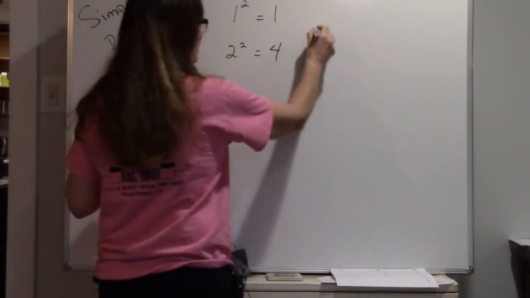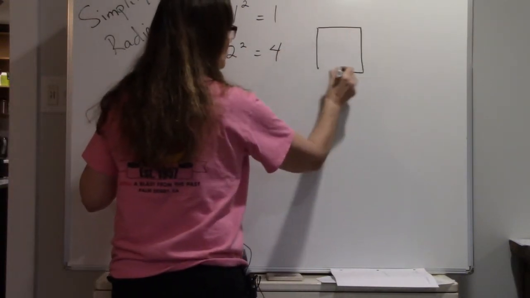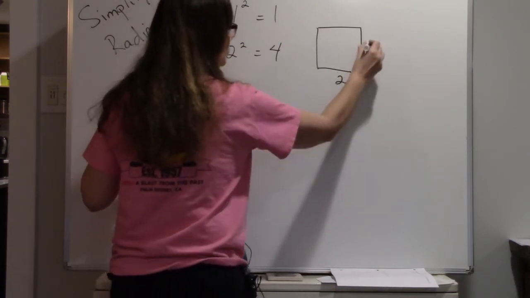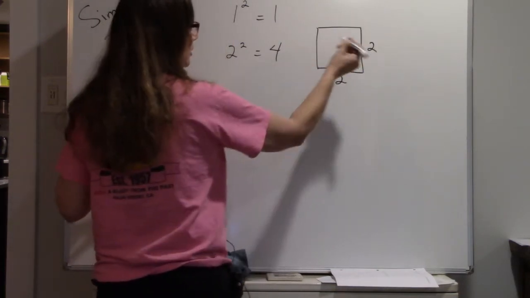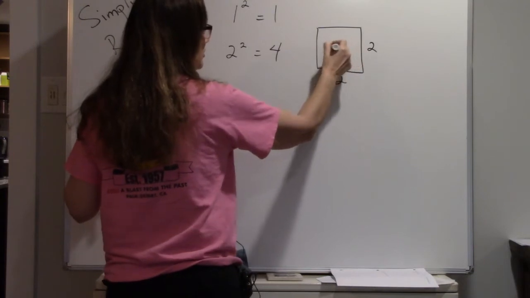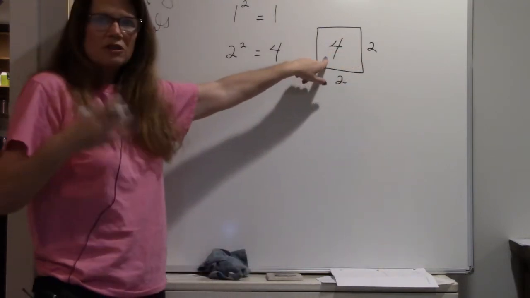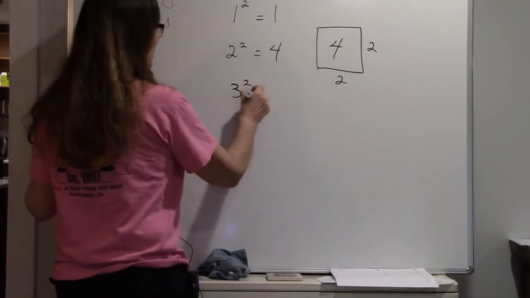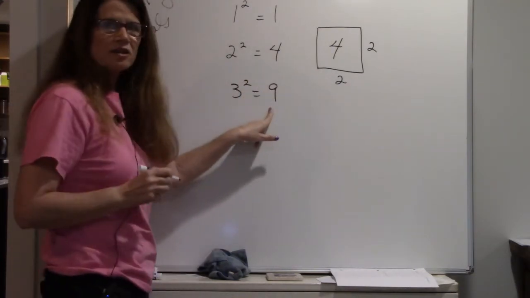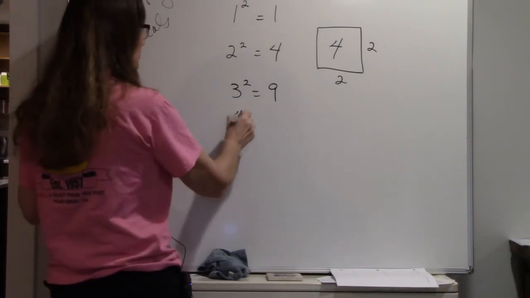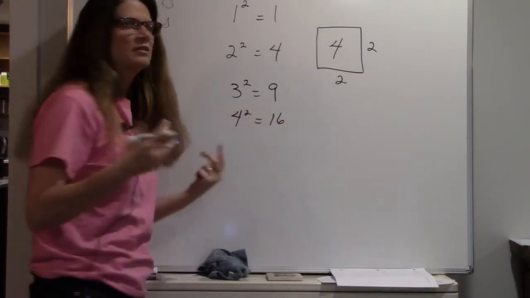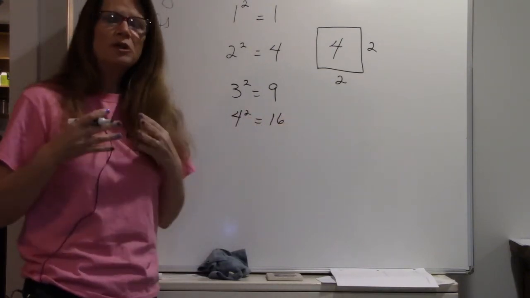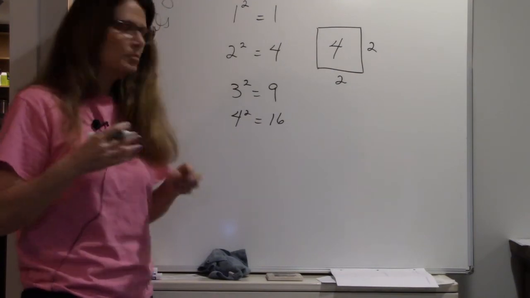You can kind of think of it as when you have a square. If I said 2 times 2, if each of the sides were a length of 2 feet or 2 inches, the perfect square is 4 because it's 2 times 2. 3 squared is 9. 9 is a perfect square. 4 squared is 16. 16 is a perfect square. So what you want to have in mind is all the perfect squares.